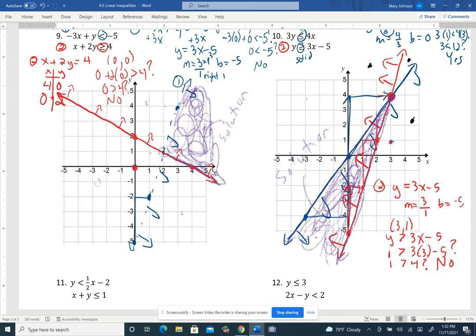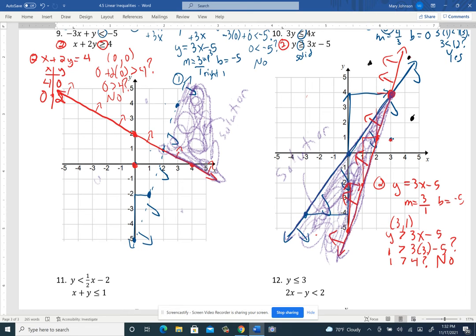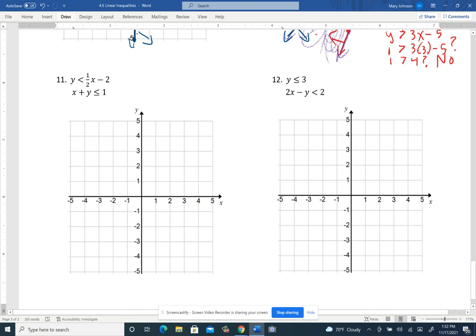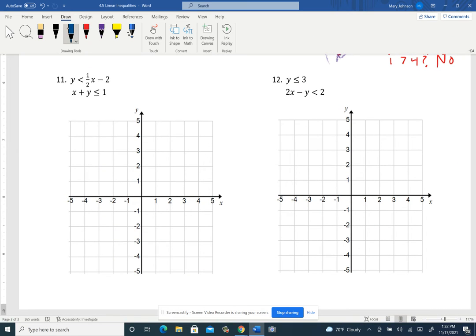All right. So all you're really doing when you have the two inequalities is graphing both of the inequalities on the same coordinate plane and looking for where the shading overlaps. Okay. All right, I've got two more we're going to do. So let me go back, do the first line in blue.